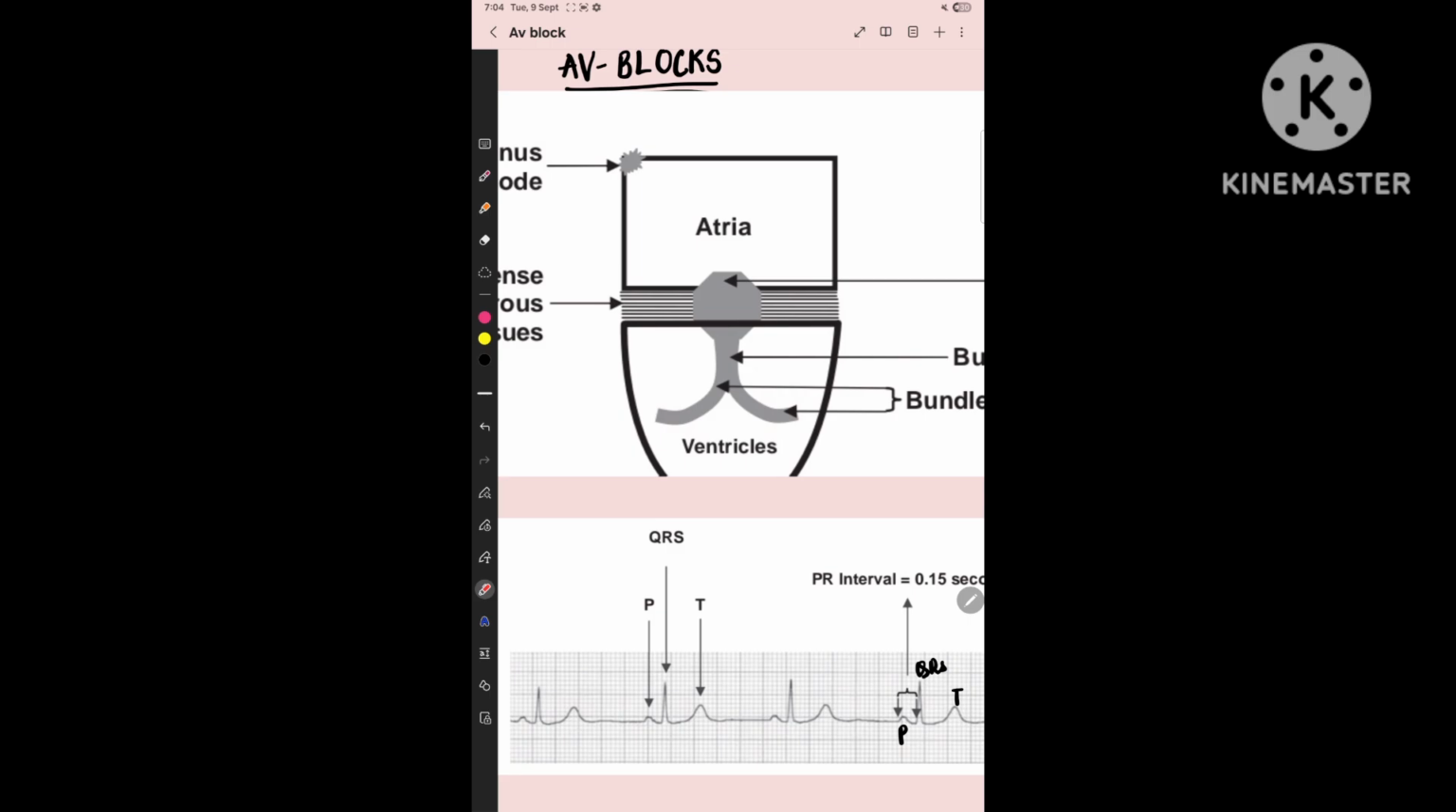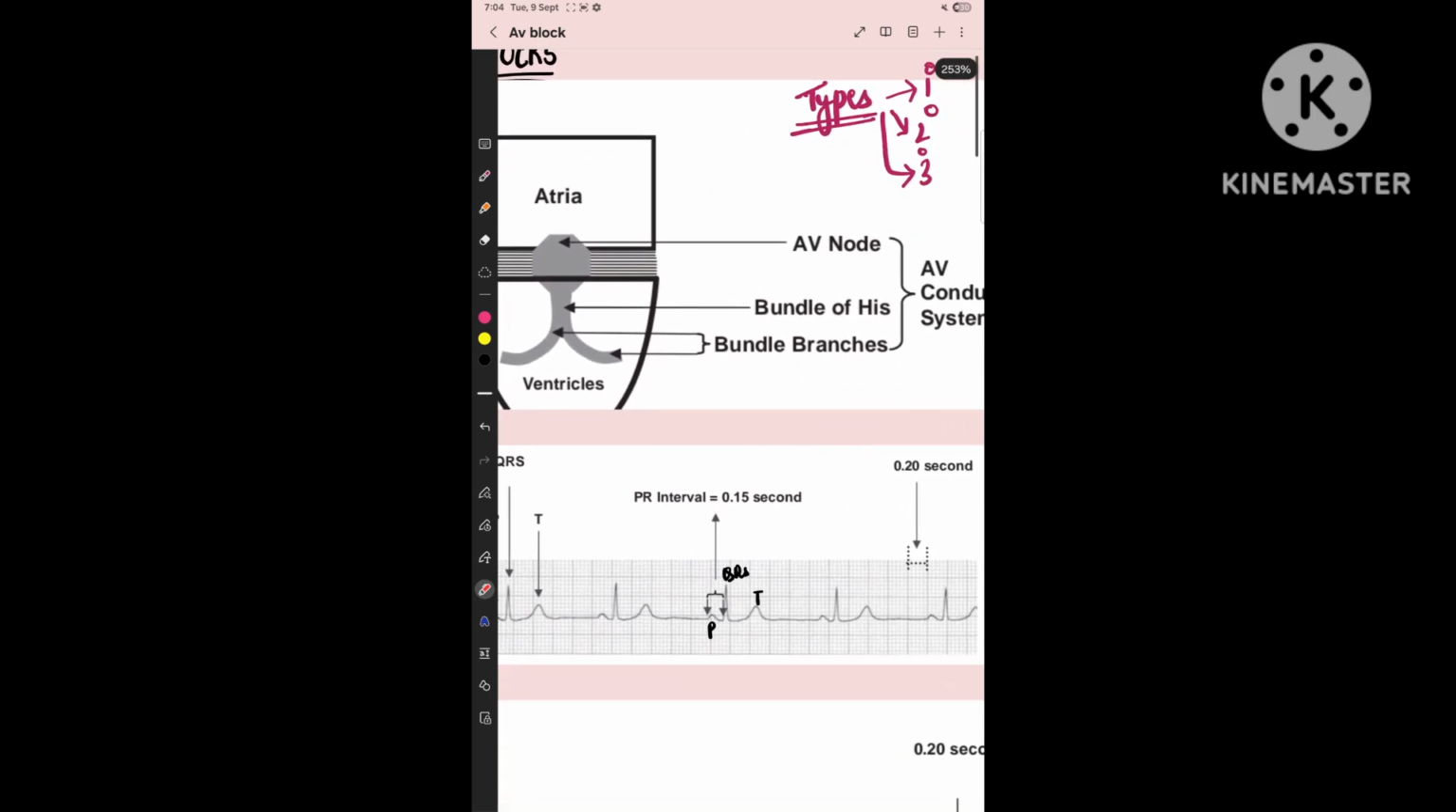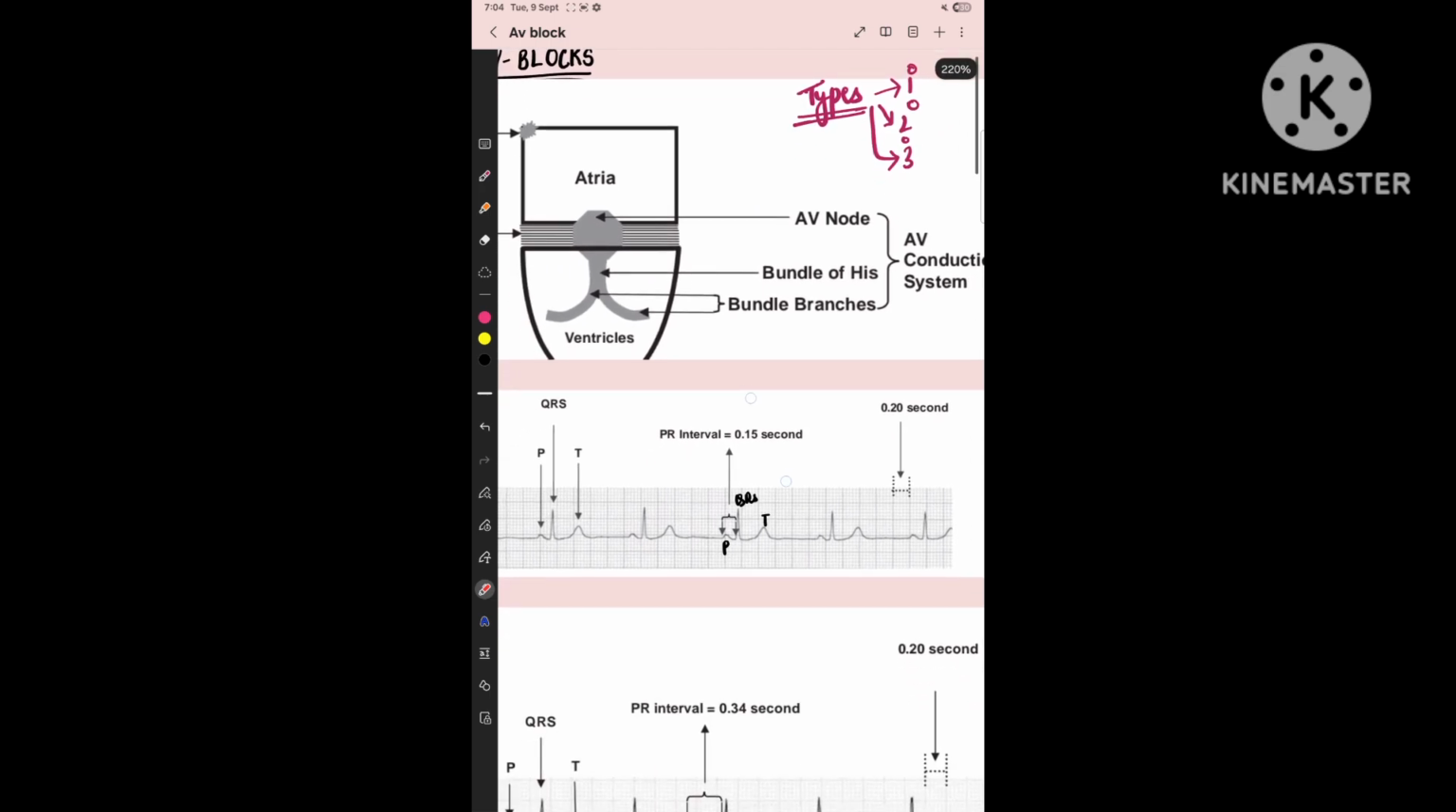But if there is any defect in this normal pathway at the level of the AV node, that is AV nodal pathology, or below the level of the AV node, there will be hindrance in the normal conduction, which is known as AV blocks. There are three types of AV blocks: first degree, second degree and third degree.